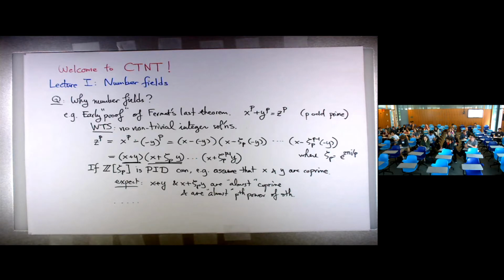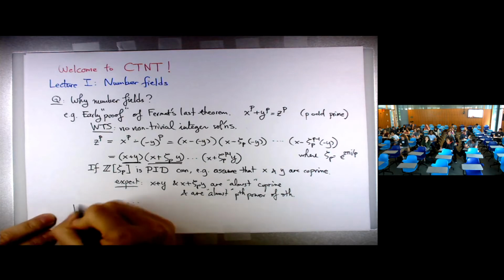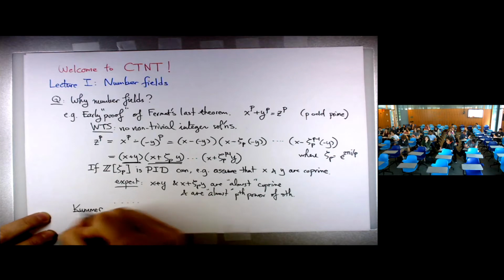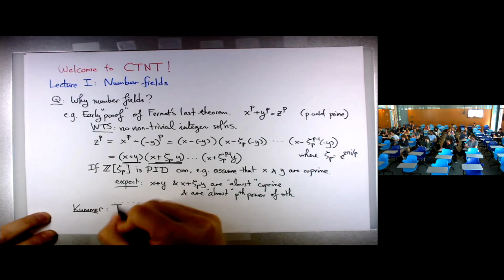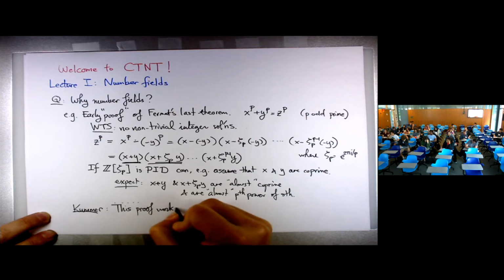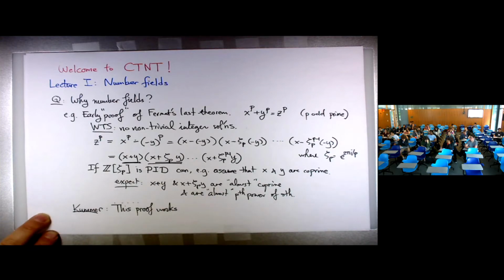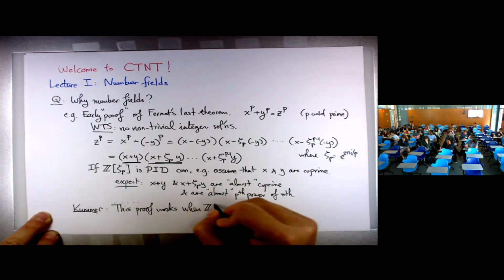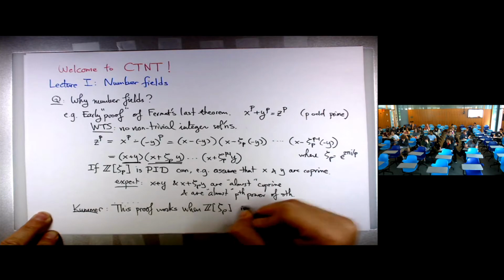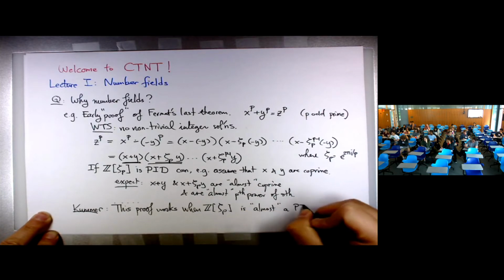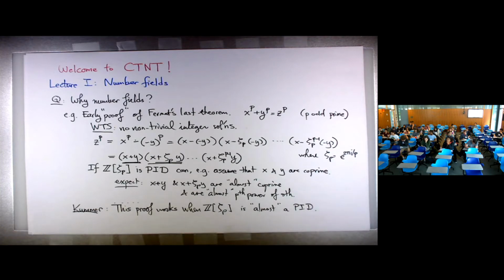So the upshot, maybe I should say this. Kummer, using this kind of method, centuries ago, shows that this proof works, not only when this Z adjoin zeta is a PID, but also when this ring is, let me say, almost a PID. I'll come back to this later to talk about what the condition really is.